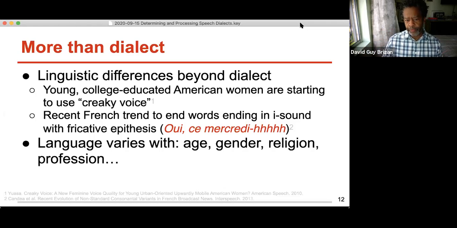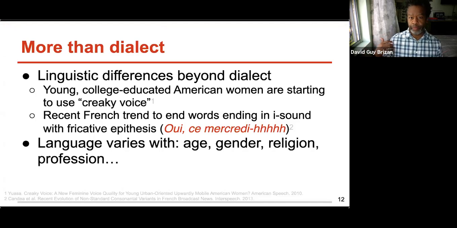There's also the French, and it's not just America, right? The French have been overemphasizing words by adding those very fricative sounds to their language. So saying mercredi instead of mercredi, something like that. Again, I don't do accents really well. What we find in general, though, is that language varies with age, with gender, with religion, with profession, with ethnicity, et cetera, et cetera. And all of these variations are not accounted for in the dialects that I showed you before for Sweden, or for the United States, not to mention other parts of the world.